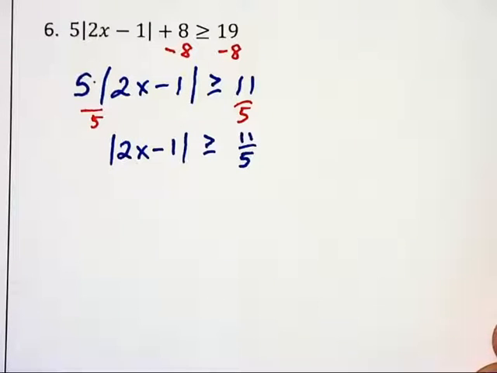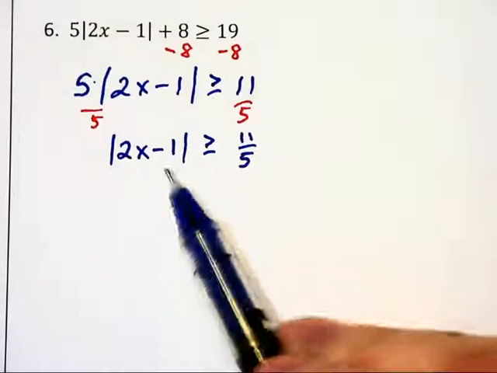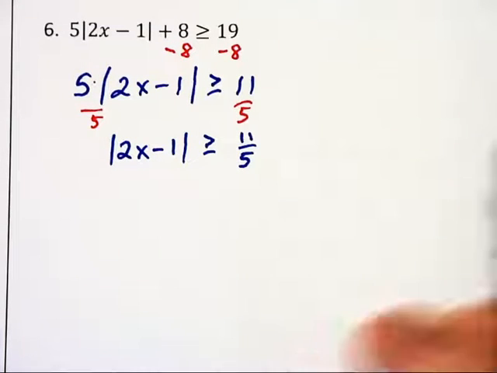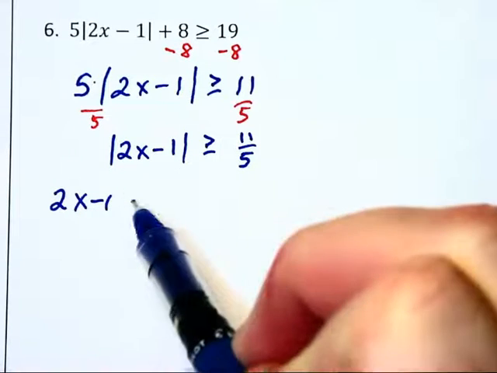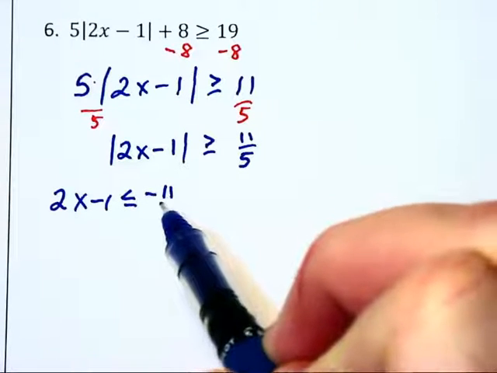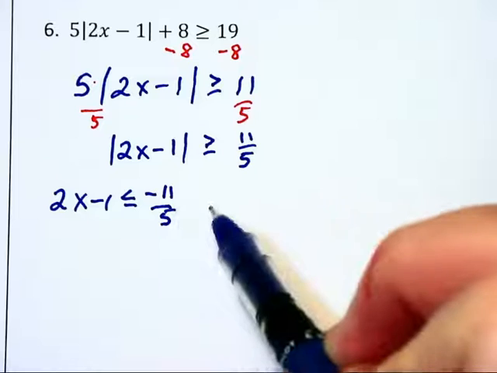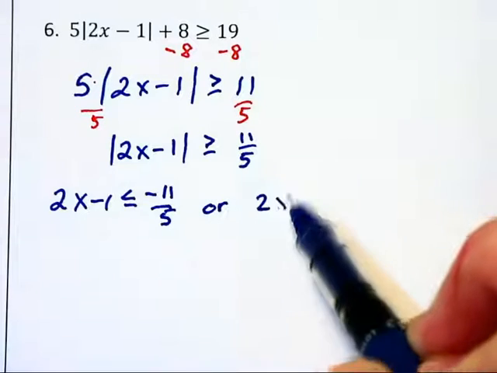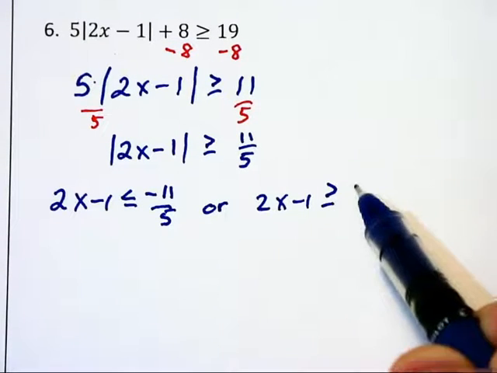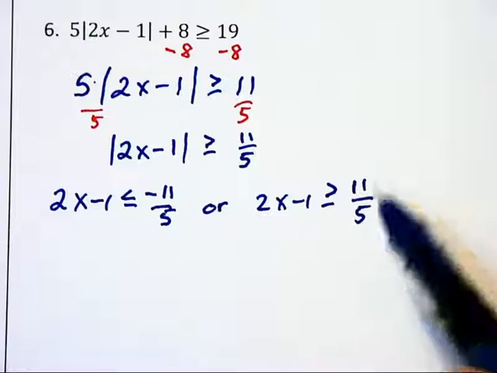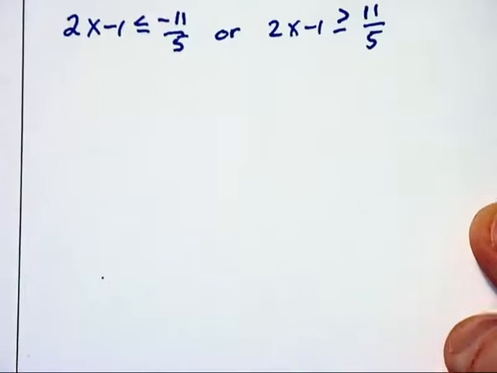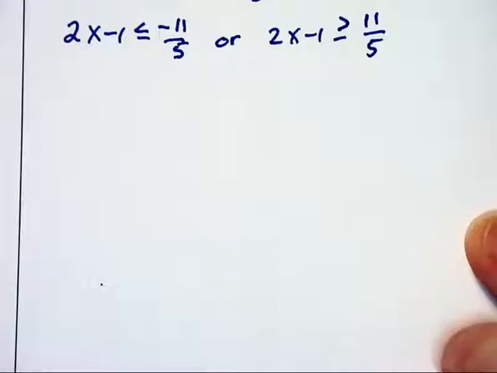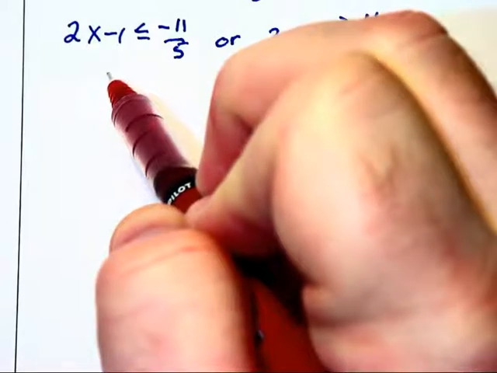Now is the time to apply the property to remove the absolute value. This will give us 2x minus 1 is less than or equal to negative 11 fifths, or 2x minus 1 is greater than or equal to positive 11 fifths. And I'm going to slide this up here because that is really where this problem is now beginning. We now want to add 1 to each side of this problem.